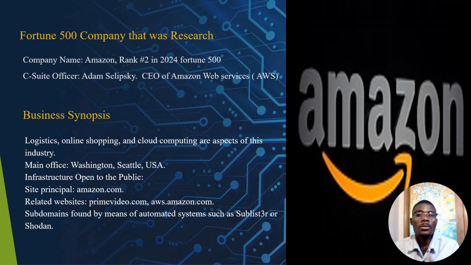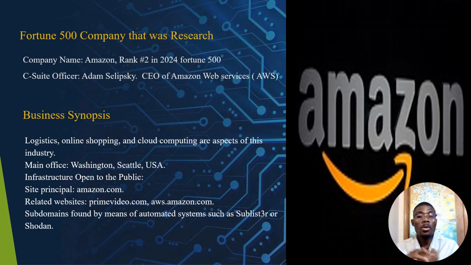So I was able to research a Fortune 500 company, Amazon, ranked second amongst the 500 companies. The C-suite officer is Andrew Jassy. He's the CEO of Amazon. The business synopsis: they deal with logistics, online shopping, and cloud computing. They also have office space. The main office is in Washington, the USA.